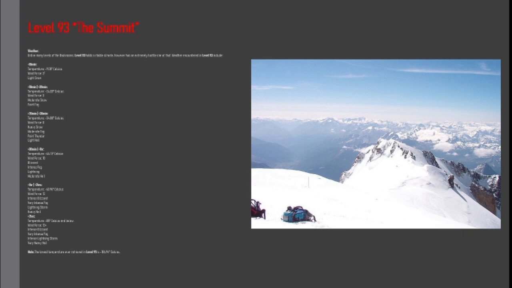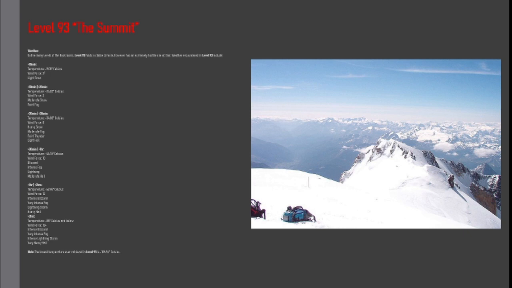Light hail. More than 30 min, less than 1 HR. Temperature, -46.15 degrees Celsius. Wind force, 10. Blizzard. Intense fog. Lightning. Moderate hail. More than 1 HR, less than 2 HRS. Temperature, -63.96 degrees Celsius. Wind force, 12. Intense blizzard. Very intense fog. Lightning storm. Heavy hail. More than 2 HRS. Temperature, -88 degrees Celsius and below.